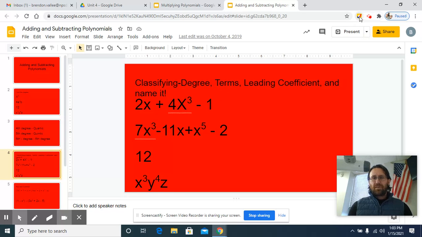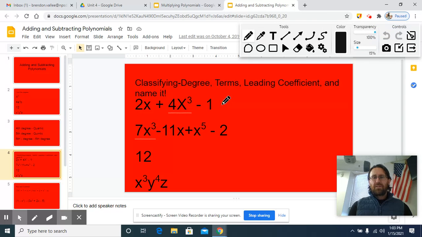So let's classify these. First, if you're going to classify them, you're going to put them in order from greatest to least with the exponents. So 4x to the third plus 2x minus 1. That's a degree 1 right there. So you put them in order from greatest to least. So the degree, this is 3, this is 1, this is 0. So you go with the biggest number. So this is a degree 3 polynomial.